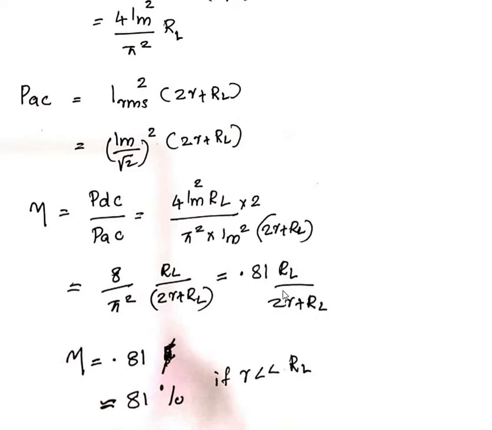So when this small r is very small when we compare with the load resistance, you will get the expression for eta as 0.81, that is 81%. So the efficiency of the bridge rectifier is 81%.